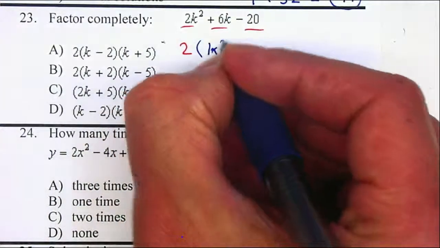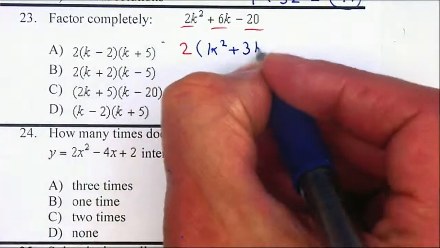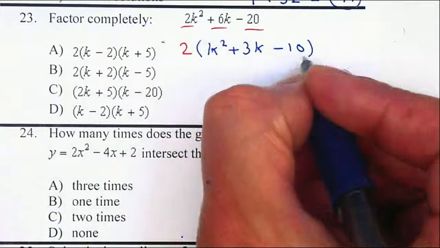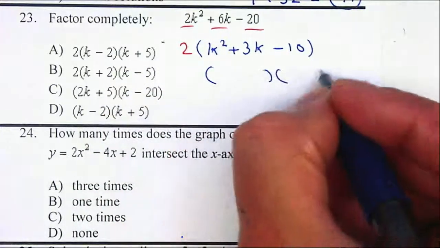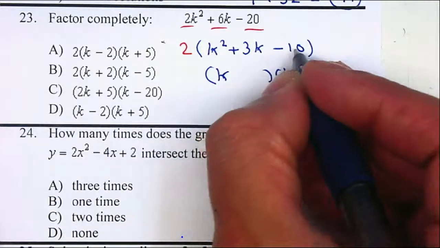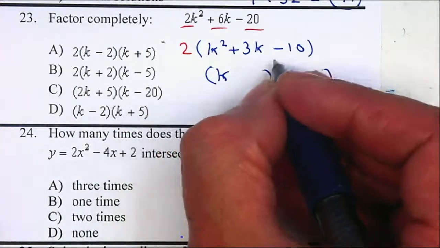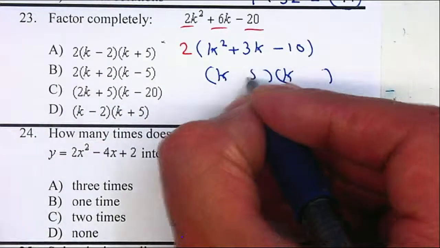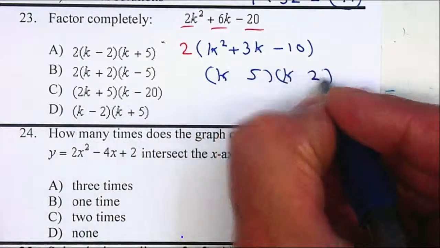What's left behind? k squared plus 3k, and negative 20 divided by 2 will be a negative 10. From here I'm going to factor what's left. Factors of k squared will be k and k. Factors of 10, I can use 10 and 1 or 5 and 2. Look at your answers, that will guide you to what to use. I'm going to use 5 and 2.